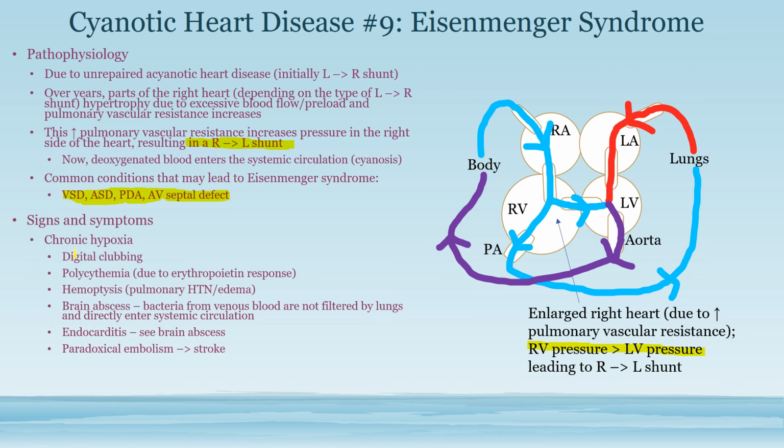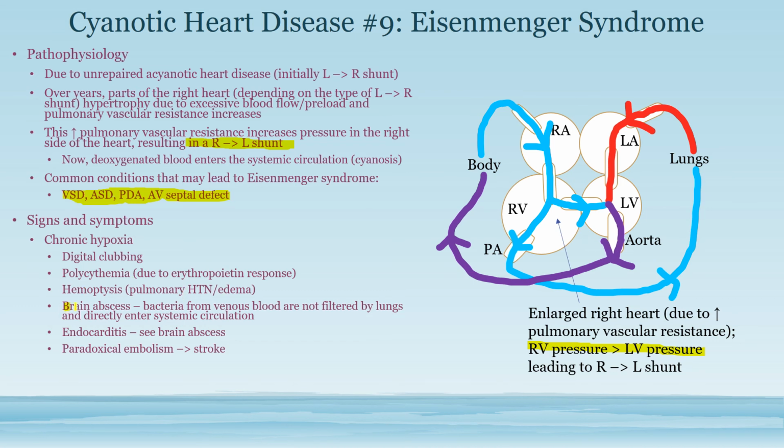Digital clubbing. We talked about this before. If you lose the angle between your proximal nail fold and cuticle, you get digital clubbing from chronic hypoxia. Polycythemia, because hypoxemia leads to erythropoietin production in the kidney, and you get increased red blood cell mass. Hemoptysis, because of excess pulmonary blood flow and edema, causing fluid to accumulate inside of the alveoli and damage the alveoli, and you can cough up blood.